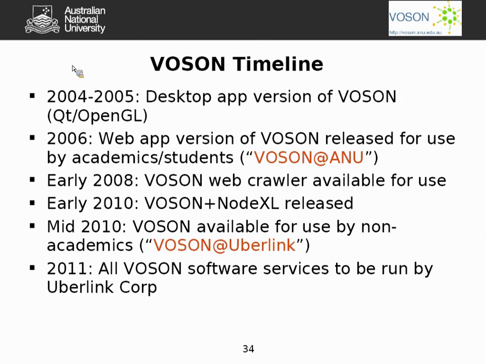Then in mid-2010, Voson was available for use by non-academics. That's when my company, Uberlink, started. We started maintaining a server off campus, and we would allow anyone to use it, anyone who could provide some reasonable demonstration that they were not a spammer. Then in 2011, we're hoping that all Voson software services are going to be run by Uberlink. I'm basically shifting it out of the ANU for general purpose use of the software, and the reason I'm doing that is because there are just not the resources to keep it going at the ANU.